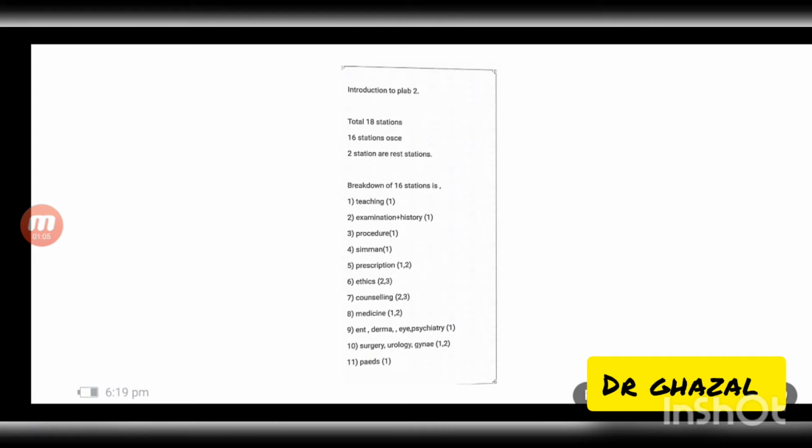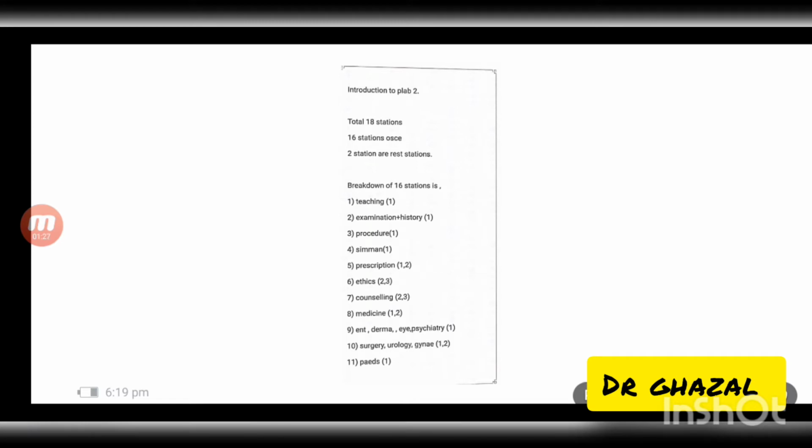So always, the orientation to PLAB 2 is really important before you start preparation for your exam. You should know how many marks each station contains, how many minutes you have to perform, and which category contains the maximum number of stations in the exam.